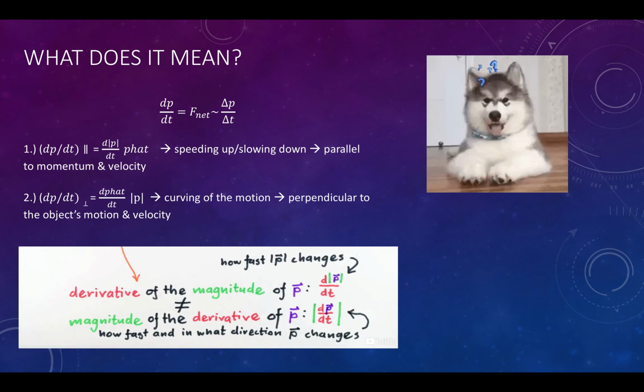So what does this all mean? Well, like I mentioned before, the parallel component of dp dt, or dp dt parallel, is parallel to the momentum and velocity and is representative of the object speeding up or slowing down. Contrastly, the perpendicular component of dp dt, or dp dt perpendicular, is perpendicular to the object's motion and velocity and is representative of the curvature of the motion. It's important to note when computing the parallel component of dp dt that you compute the derivative of the magnitude of momentum and not the magnitude of the derivative of momentum, as in this part of the calculation, we are only observing how fast the momentum changes, disregarding direction because that is a part of dp dt perp.